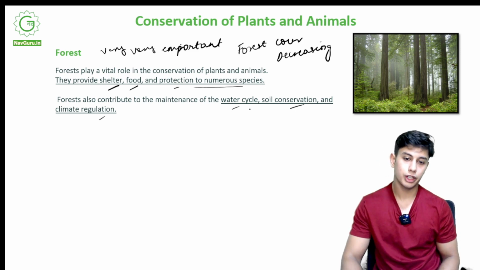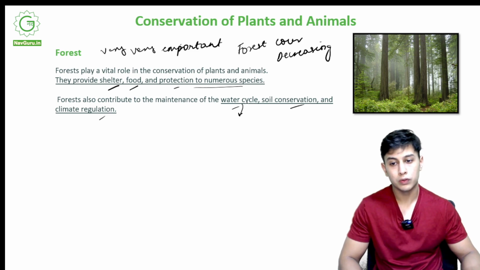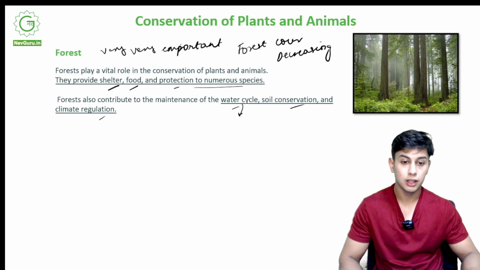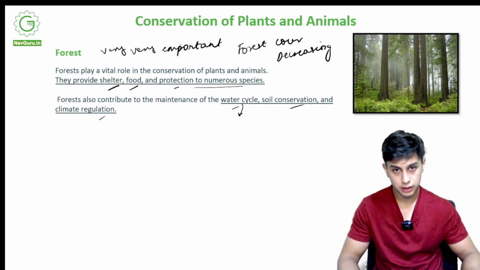So forest is contributing to the water cycle. We know what the water cycle is: water evaporates, condenses in the sky and comes down as rain. How do forests play a crucial role in the water cycle? All that transpiration that happens through the leaves of the plants, a lot of evaporation happens in forests. That is how we get rain, we get wind, we get clean air.